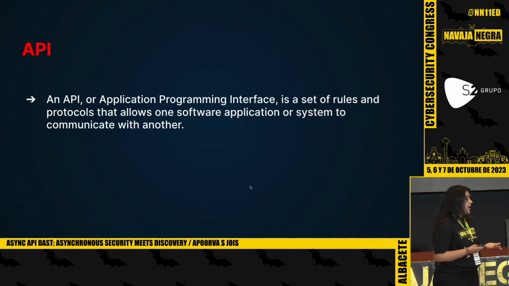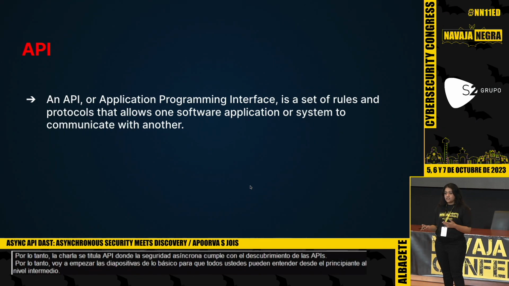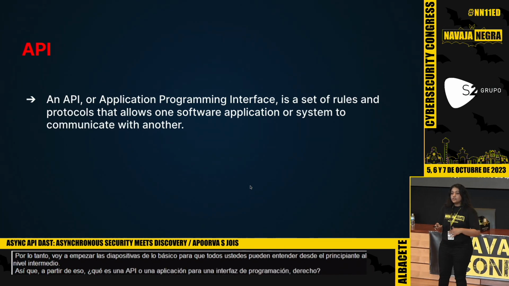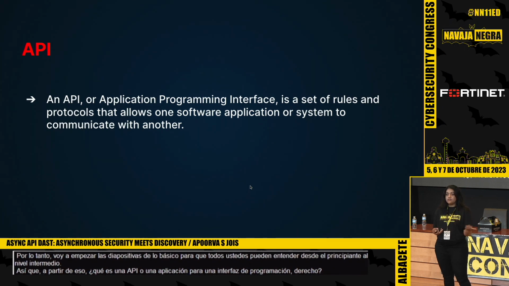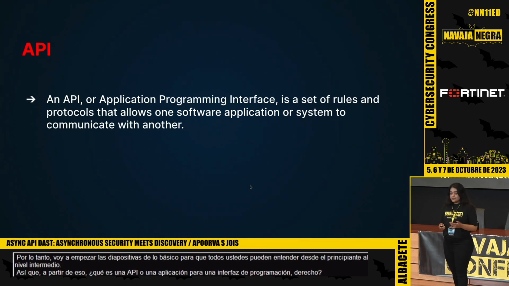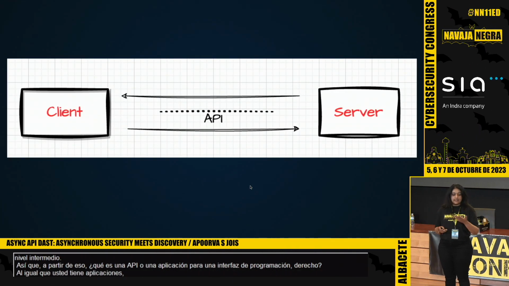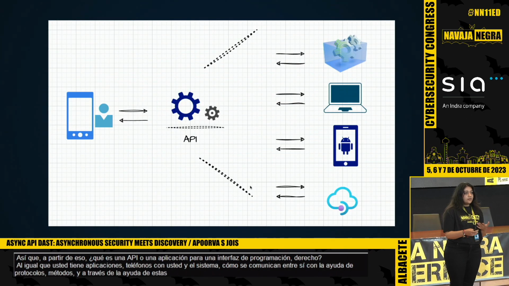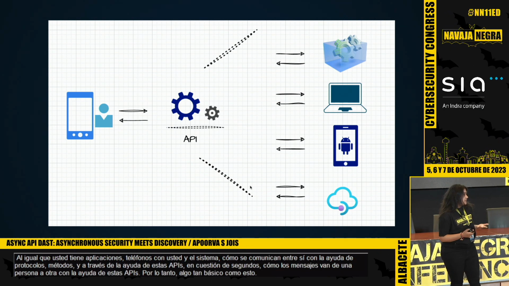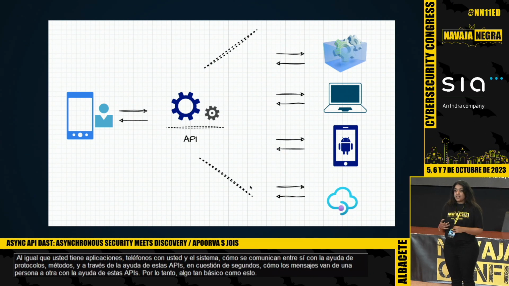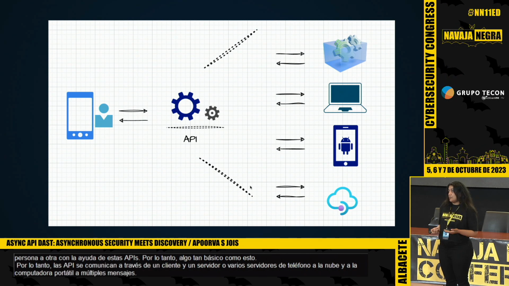Like you have applications, phones with you and the system. How do they communicate with each other? With the help of protocols, methods, and these APIs, in a matter of seconds. That is how messages go from one person to another. So the APIs communicate through a client and a server, or multiple servers, from phone to cloud to laptop, to multiple messages. Something as basic as this. I'd like to walk you through how we found an issue with this and what our research is based upon.